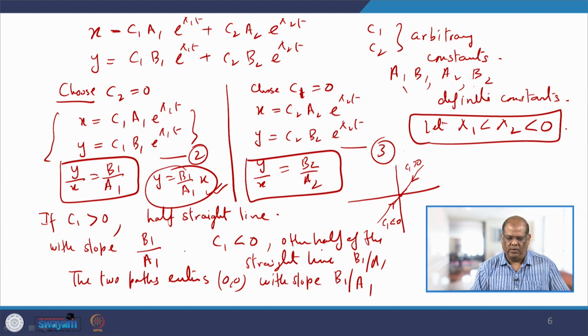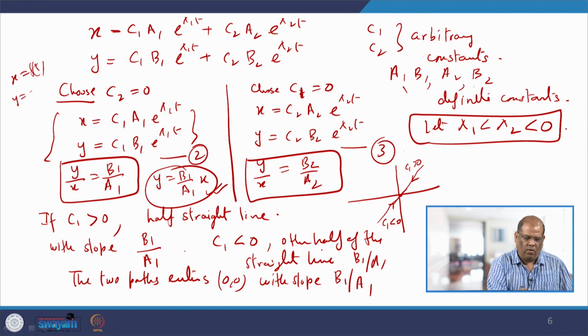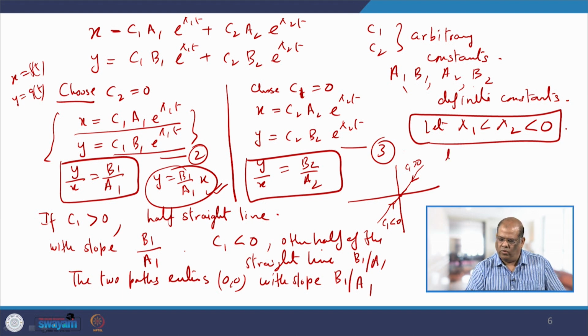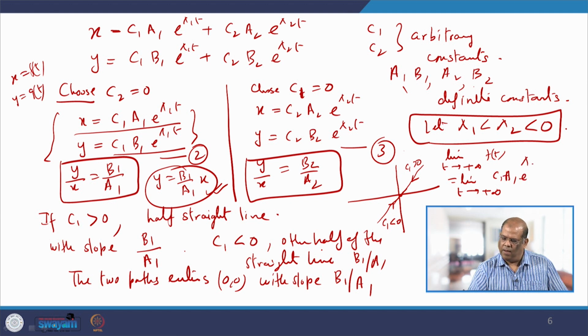And the properties which you need to see is, we have taken x equal to f(t) and y equal to g(t). So, if I express that this is my f(t) and this is my g(t), then I need to show limit t tends to plus infinity f(t), which will be limit t tends to plus infinity C1 A1 e to the power lambda 1 t. And since I have taken lambda 1 less than 0, this will be equal to 0, because there will be an exponential decay. It's more clear if you put a negative sign and visualize as t tends to plus infinity, this becomes less and less and ultimately goes to 0. In a similar manner, limit t tends to plus infinity g(t) will also be equal to 0, which means the path approaches (0, 0).